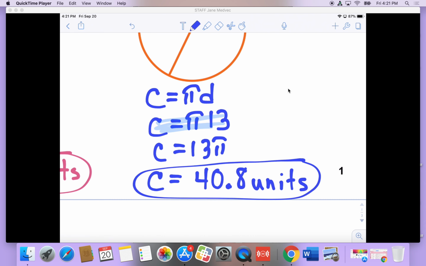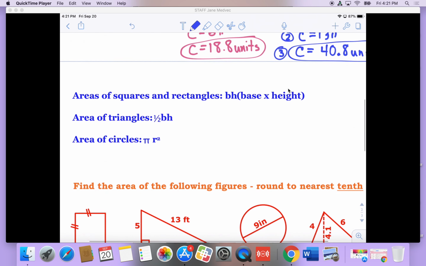Again, notice that I have 3 lines of work. Here's the first line with the formula, the second one with the information in it, and the third with the final answer. So you must have 3 lines of work when you're working these. If you do not, you will not get the full credit that you want. All right, let's keep going.